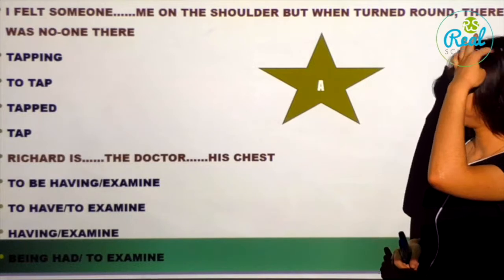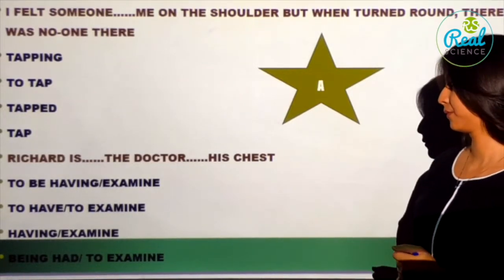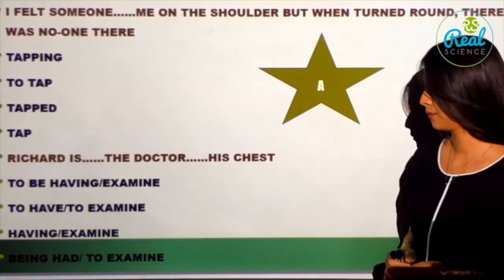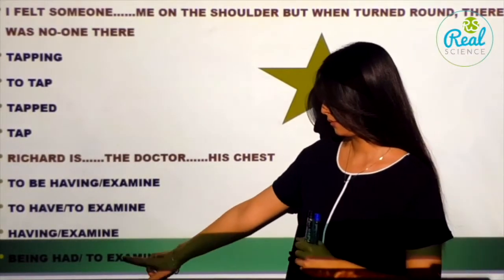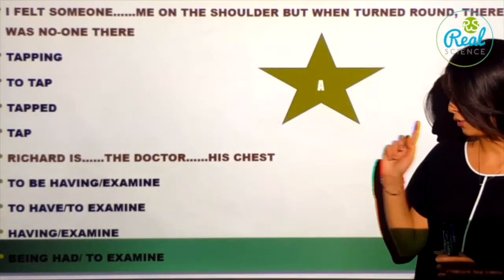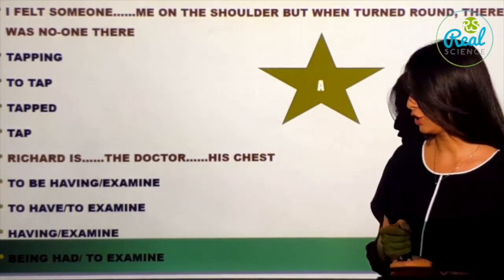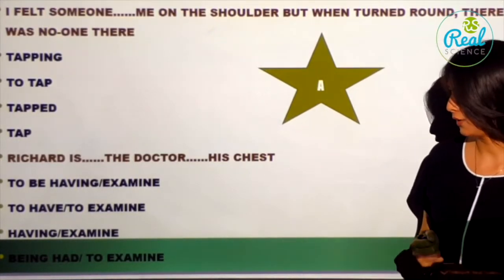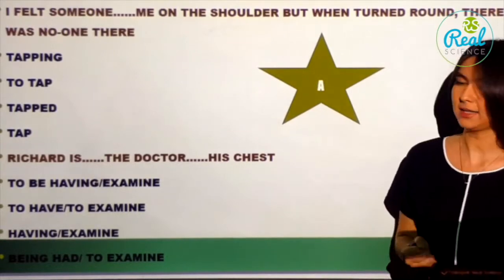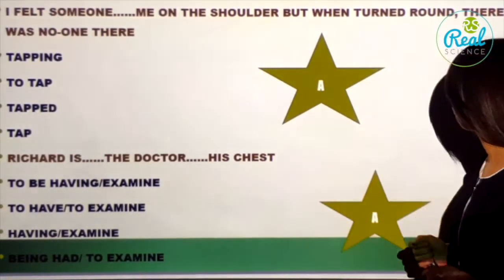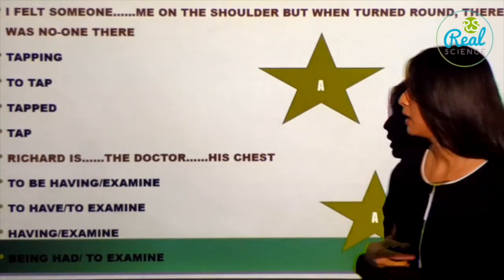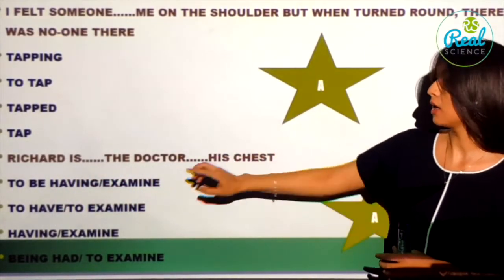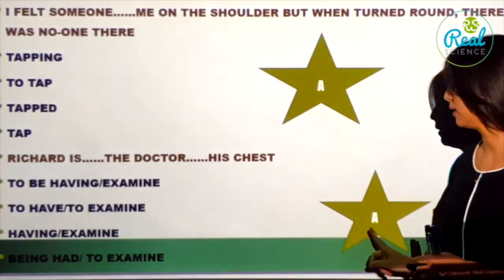Maybe it's B, G1, or B. I think it's B. I think it's D1, yes. Richard is having his chest examined by the doctor. It's B. So Richard is to have the doctor examine his chest. Let's see the answer. It is A1. Richard is to be having the doctor examine his chest. No, it's correct, guys. A1 is correct, okay?